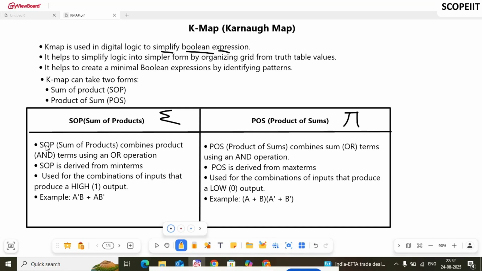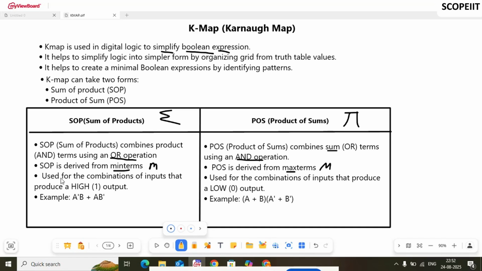Now, what is SOP? SOP combines the product terms using an OR operation. And what is POS? POS combines the sum terms using an AND operation. So for SOP we use OR operation and for POS we use AND operation. SOP is derived from minterms, whereas POS is derived from maxterms. For minterms we use small m, and for maxterms we use capital M.